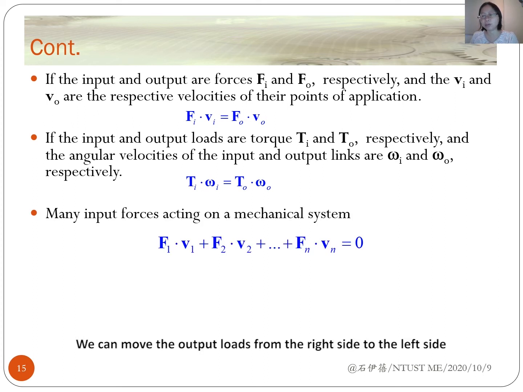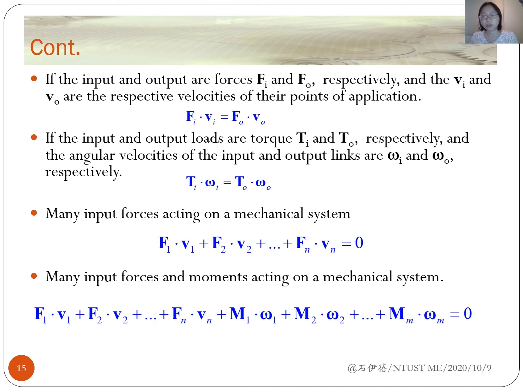We can move the output loss from the right side to the left side of the equation, so those losses can be regarded as input loss. A mechanical system may have many input forces acting on it. We can add up all the powers. Total power will be equal to 0. Or we may have a mechanical system with many input forces and moments acting on it. Thus, we add up all the powers generated by forces and moments, and the total power is also equal to 0.